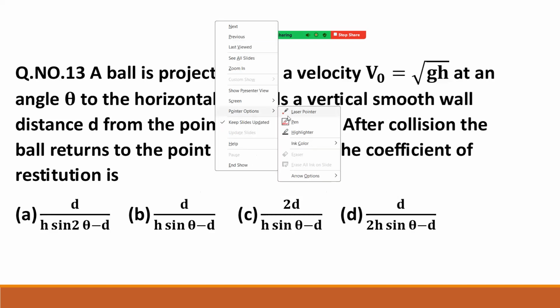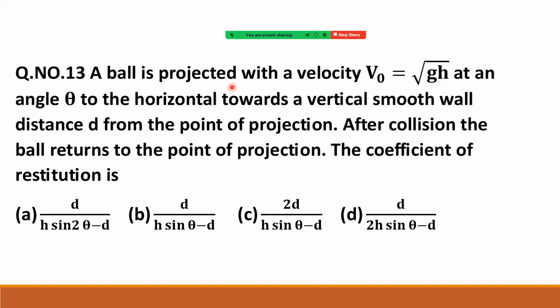See the question carefully. A ball is projected with a velocity v naught, that is root gh, at an angle theta to the horizontal towards a smooth vertical wall, distance d from the point of projection. After collision, the ball returns to the point of projection. The coefficient of restitution is. Let's see how to solve this kind of problems towards a vertical smooth wall.